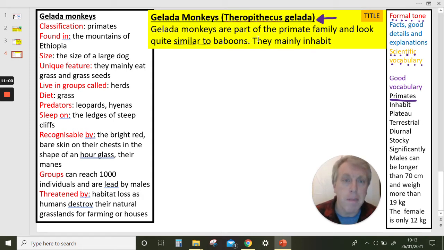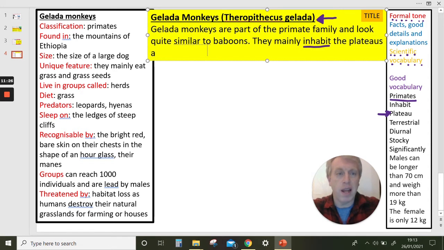Here's the next thing. They mainly inhabit. Let's see. I'll keep it going. They mainly inhabit. Where do they live? Are there any words here that can help? Yes, that's right. Here's one. The plateaus. They mainly inhabit the plateaus and mountains of Ethiopia. Full stop. Well done, Mr. McMillan. You remember the capital letter for Ethiopia.